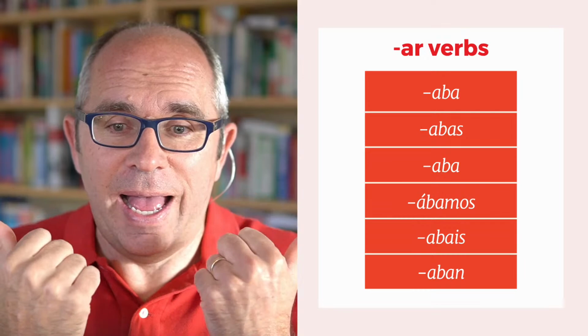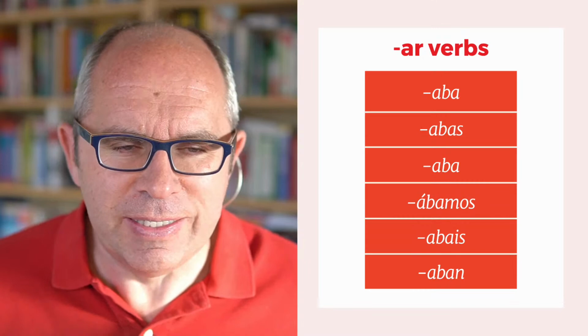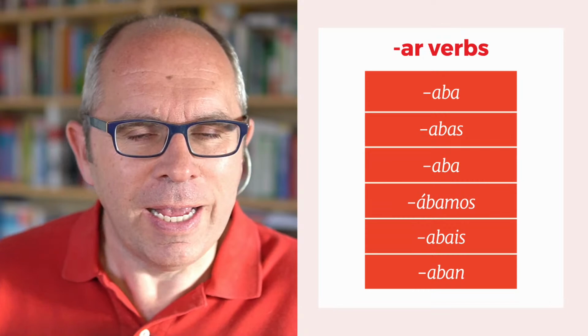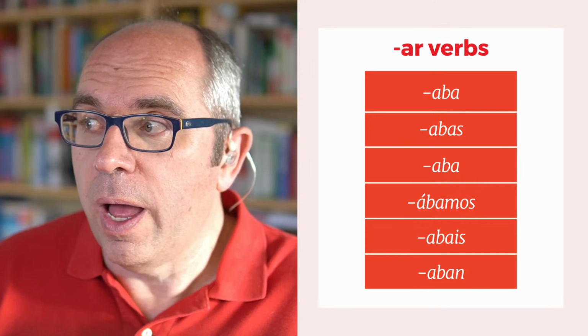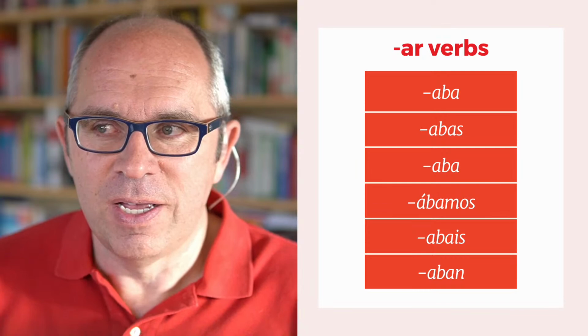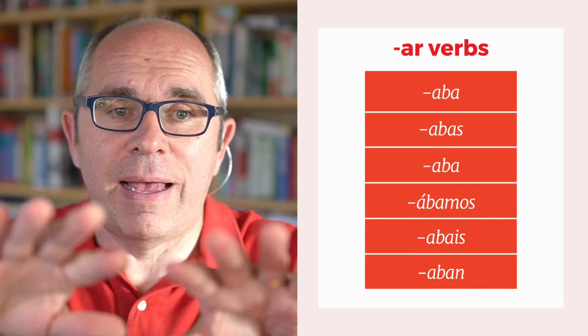Now, as you may know, I love the music of ABBA, so I love this tense in particular. But let's take an example and we'll take the verb cantar. Let's say we're all singing some ABBA songs. So to say I was singing, or I used to sing, or I would sing every Friday evening in a band or something like that, cantaba. So cantaba, cantabas, cantaba, cantábamos, cantabais, cantaban.